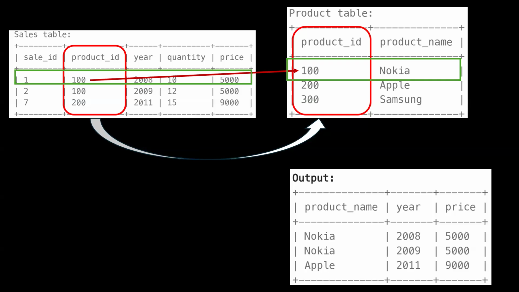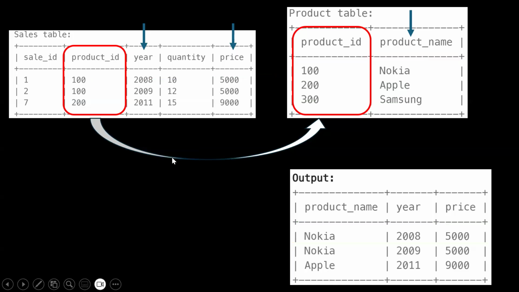Now what do you want to return? Everything, sales ID, product ID, year, quantity, price? Should I display everything in the output? No. If a matching record is there, then from the first table take year and price, and from the second table take product name. So see, year, price, and product name is Nokia. In a similar way, we have to match the next records.